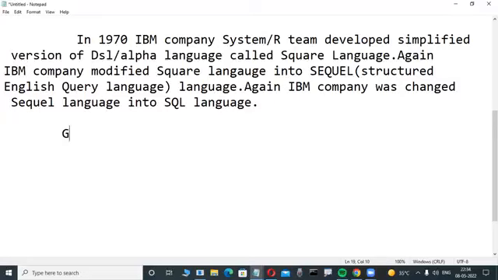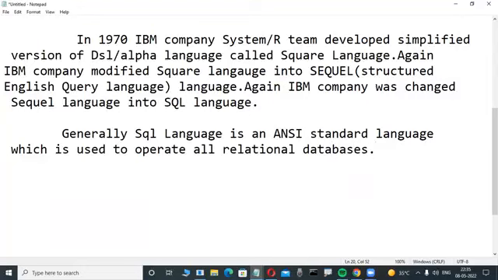Next para. Generally, SQL language is an ANSI standard language which is used to operate all relational databases.